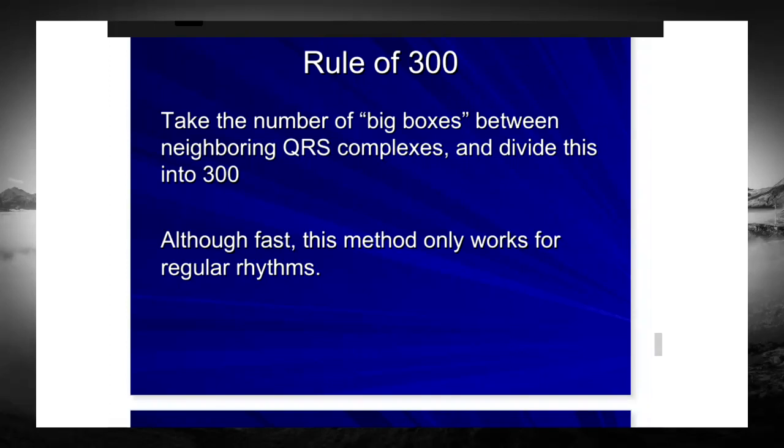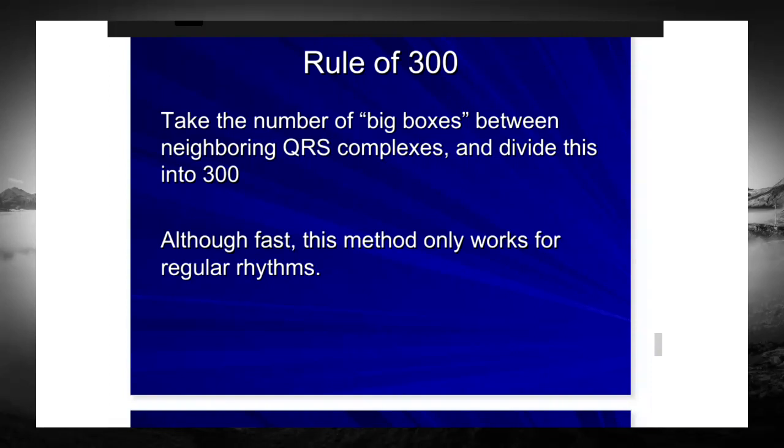The reason for the rule of 1500 is we're not using the big boxes, we're using very small boxes. So if you remember how an ECG paper looks, we have those little boxes, and you can get 5 of those, and that becomes a big box. You'll see, I'll have a picture of it later. What we're doing with the rule of 300 is counting those big boxes and using that to help us determine what the heart rate is.